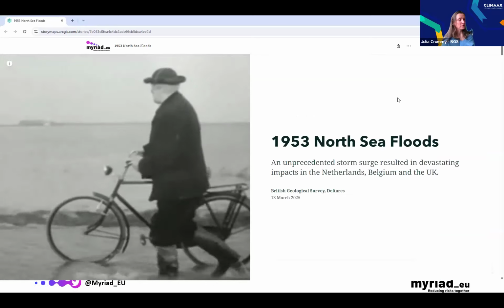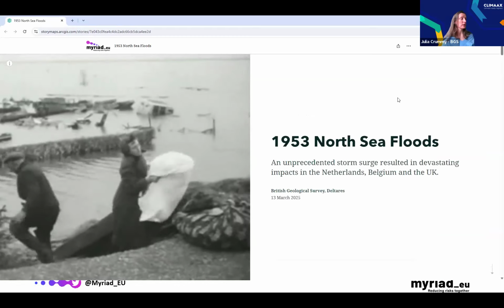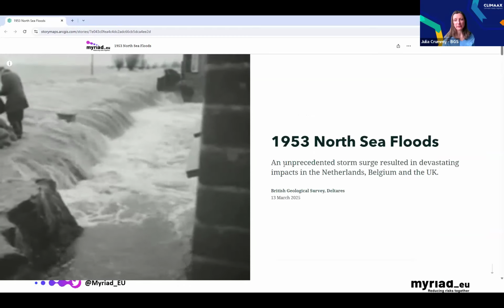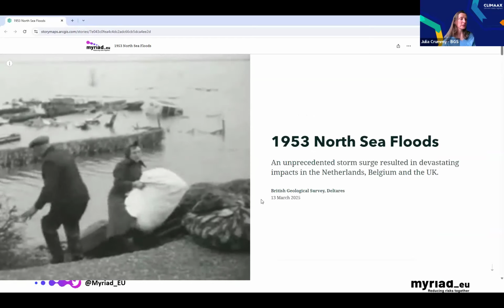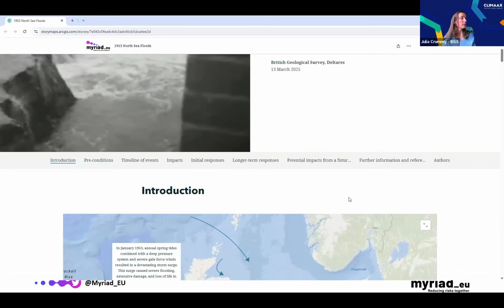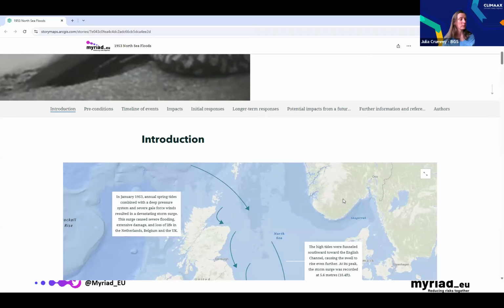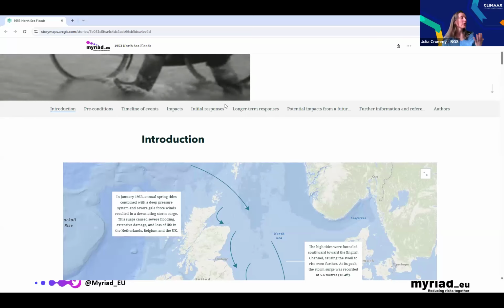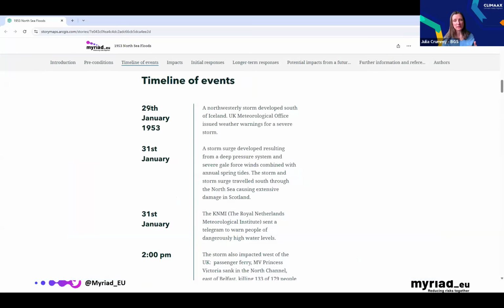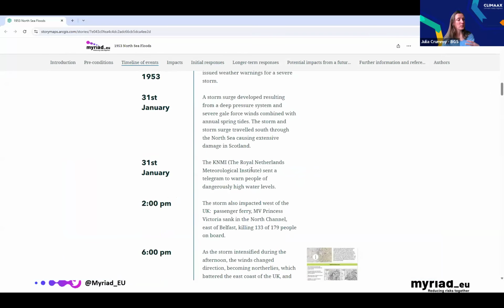So what we've done is we've used story maps to visualize the storylines, and they're so great because you can embed lots of different formats into them as that communication tool. And so within this story map with the stakeholders, we walked through it and we talked about, what were the conditions before the 1953 flood event, what was the timeline of the event, when did the hazard events happen? It was a northwesterly storm developed. It coincided with this deep pressure system and these gale force winds, annual spring tides, and resulted in this storm surge. And then the timeline goes down through what the different impacts were and then the different responses.